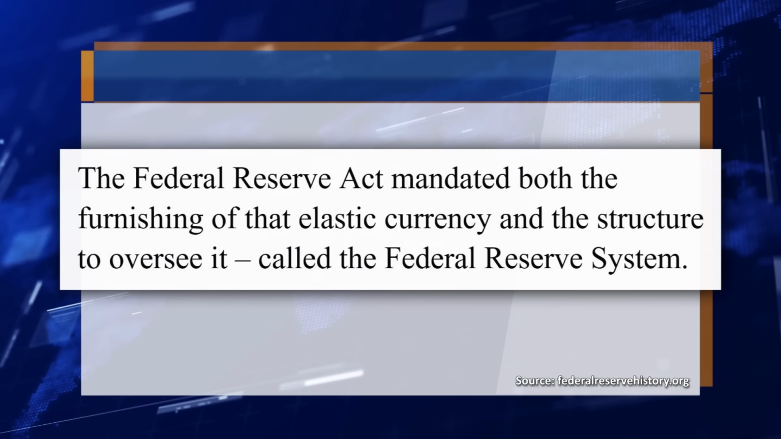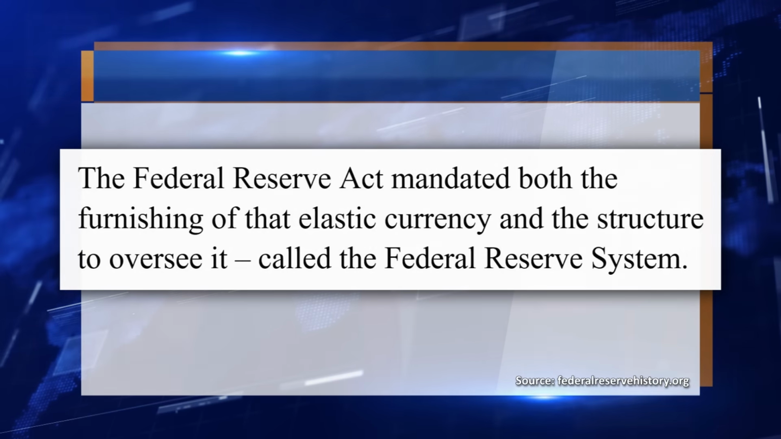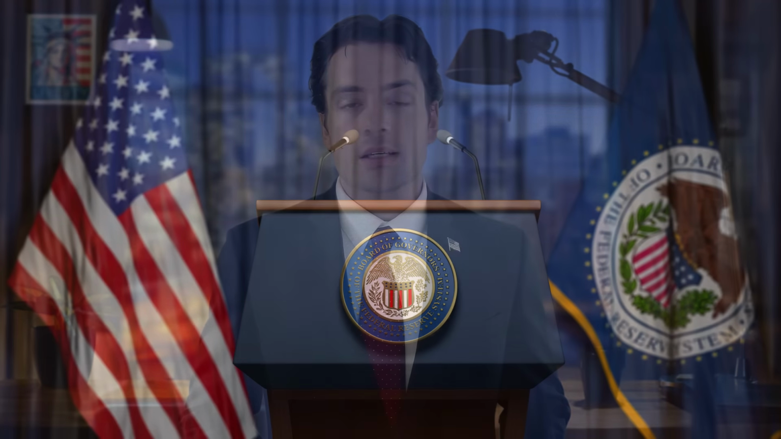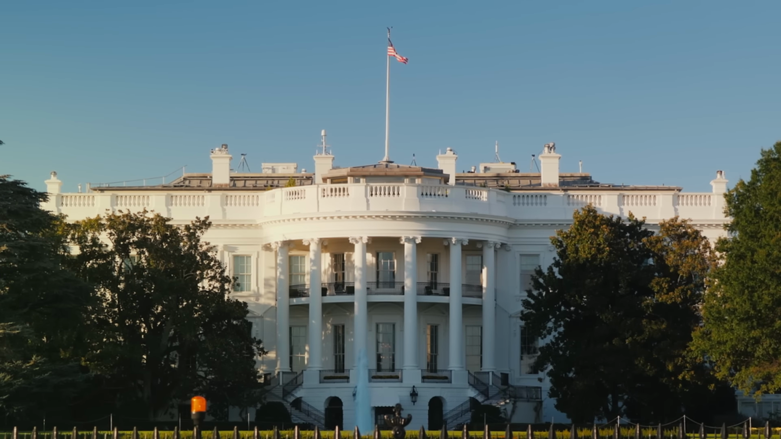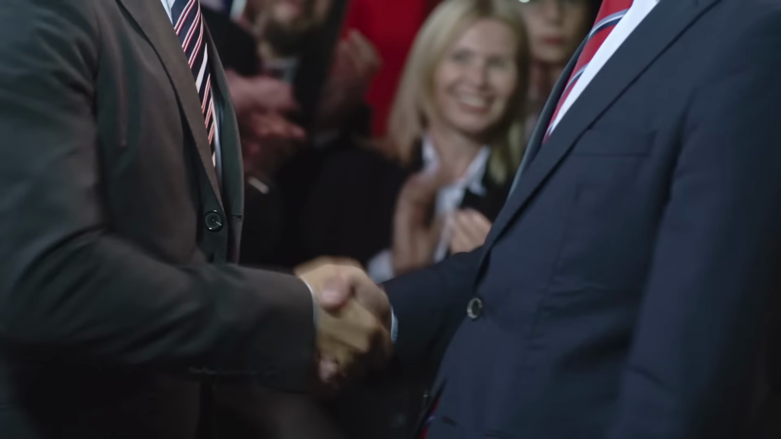The Federal Reserve Act mandated both the furnishing of that elastic currency and the structure to oversee it, called the Federal Reserve System. The Federal Reserve is considered a private entity, but that's not necessarily true. While they are self-funded and they do have features of a private enterprise, each member of the Federal Reserve Board of Governors is appointed by the President. Additionally, the board reports to and is accountable to Congress.